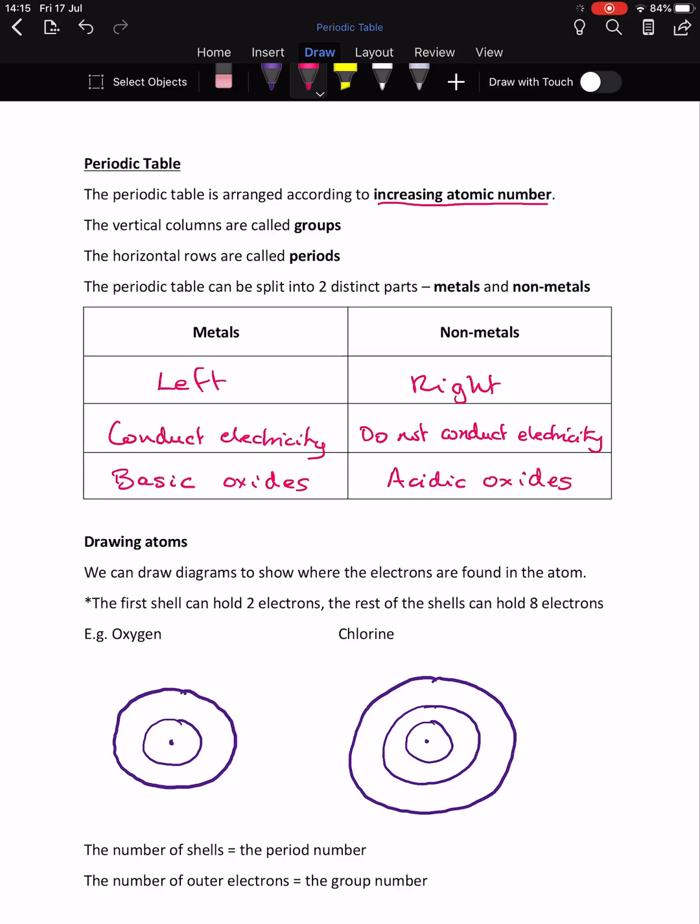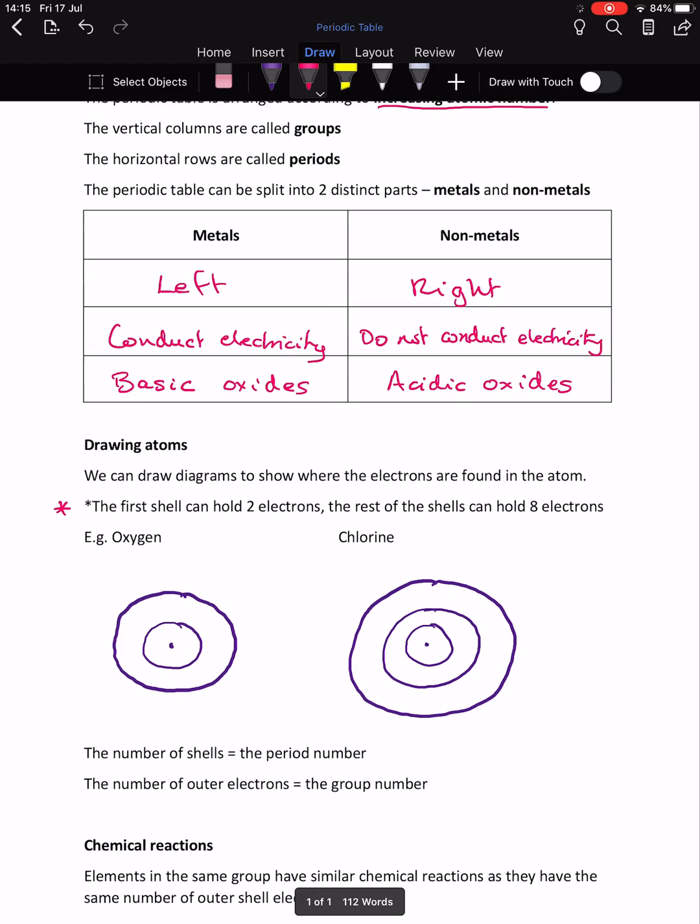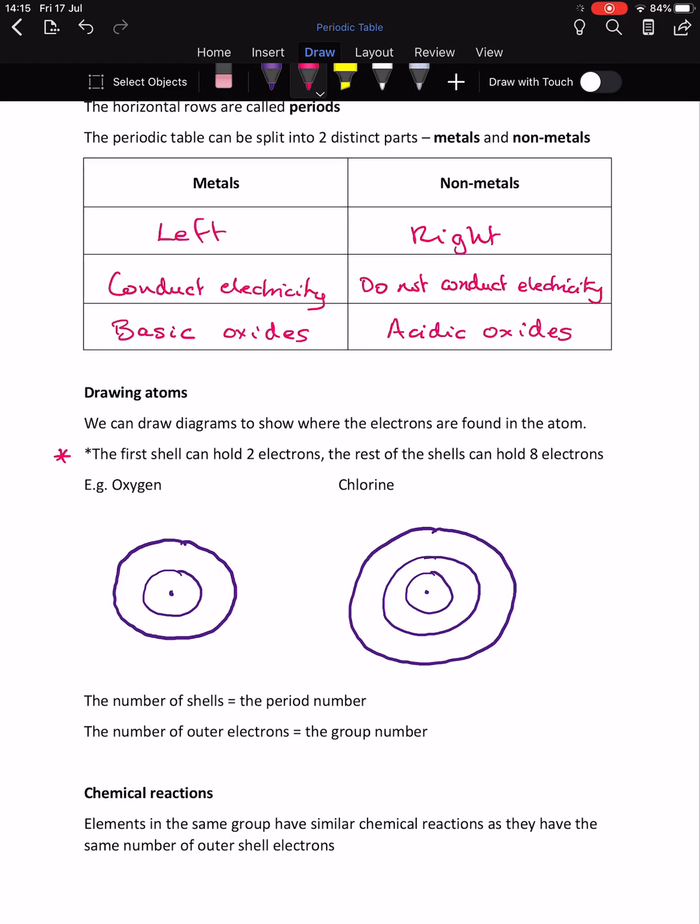So, drawing atoms. We can draw diagrams to show where the electrons are found in the atom. The rule we need to remember: the first shell can hold 2 electrons, and the rest of the shells can hold 8 electrons. So we're going to do 2 examples here. We're going to look at oxygen and chlorine. You can pause now to find out how many electrons oxygen and chlorine have from your periodic table.